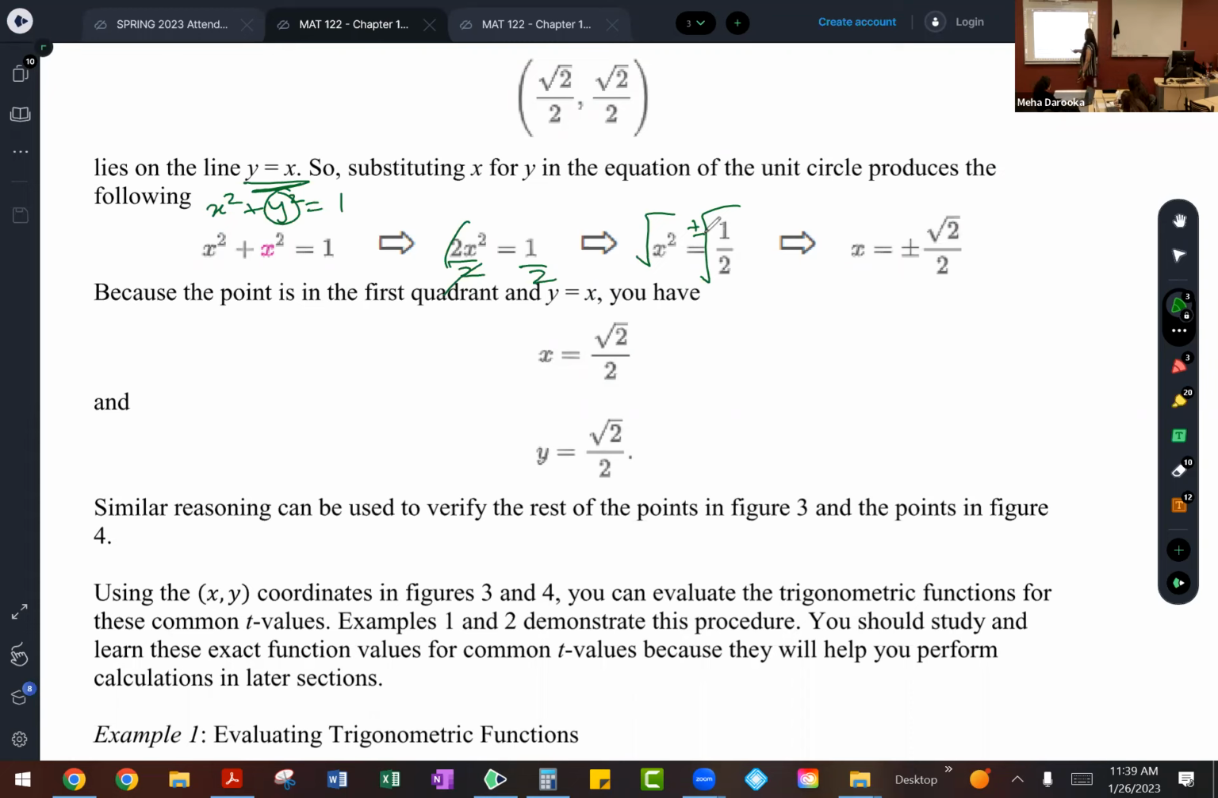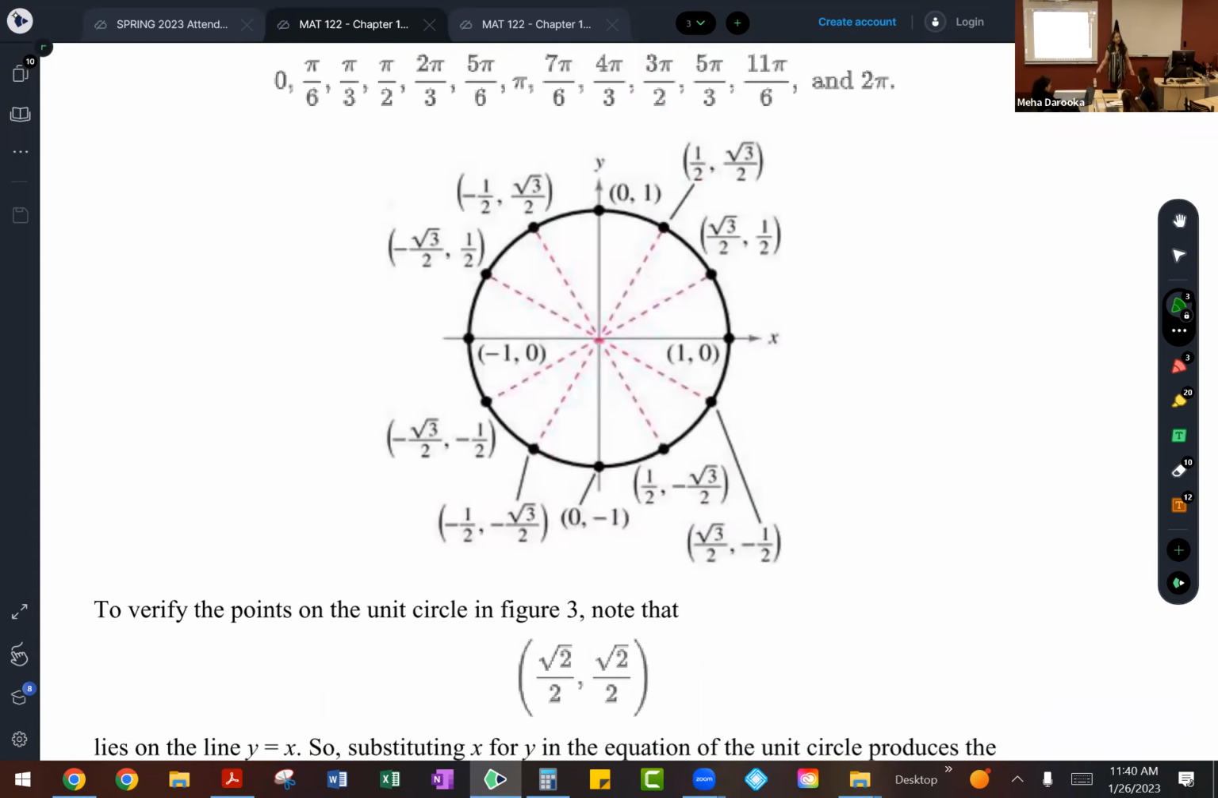Remember, in this case, since x and y are equal to each other, both your x and y coordinates have the same value. So x and y both equal square root of 2/2. And as I said, depending on which quadrant you are in, your x and y values may be positive or negative. They're saying you can use similar kind of reasoning, let's clear this out, for breaking up our unit circle into 12 equal parts.